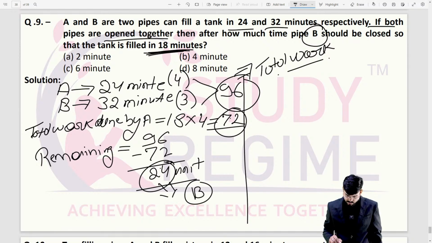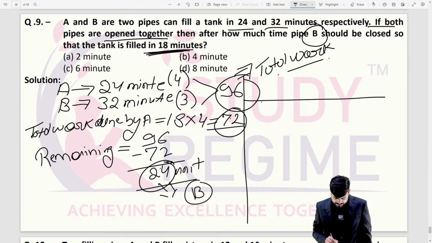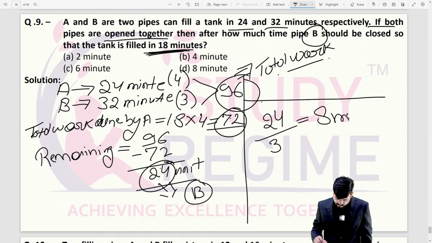This amount of water or this amount of work is done by what? B. Okay. So how much time was B closed? Total remaining was 24 and B can only do 3 units of work. So you divide, you will get 8 minutes of time.